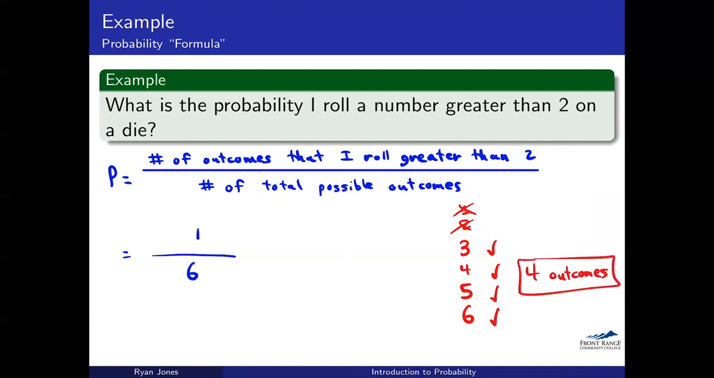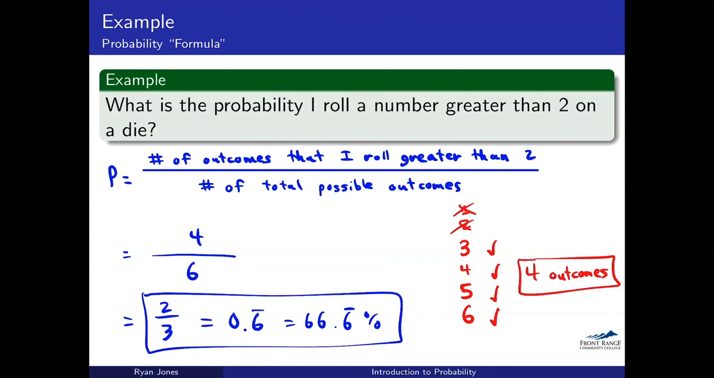And so we're just going to put a 4 up here. I could simplify this to 2/3, and then I could write 0.6 repeating. I could also say 66.6 repeating percent right there. Any of these would be perfectly acceptable answers. I'd probably just leave it right at 2/3 and call it a day. But there we go. So that's the probability that we roll greater than a 2 on a die. And we're just using that counting method. So let's go ahead and do another example here.